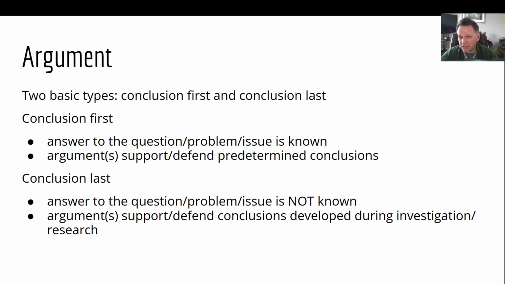There are two basic types of argument. You have a conclusion-first argument and a conclusion-last argument. What I mean by conclusion-first argument is that whatever the question or problem or issue is that you're discussing, as soon as it comes up, you already have a position. Like you already know what your position is on something like abortion maybe, or gun rights. As soon as the topic is addressed, you have a position on it. And if you're going to get into a conversation or a debate with someone, you're going to start with your conclusion, and then offer reasons why you hold that conclusion.